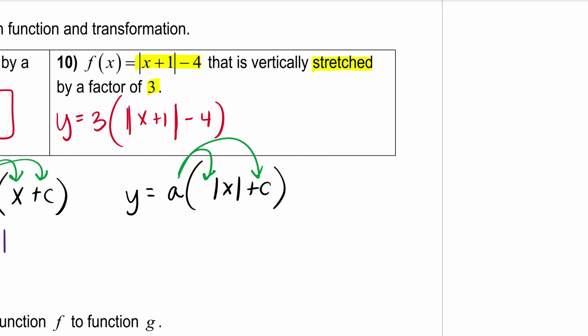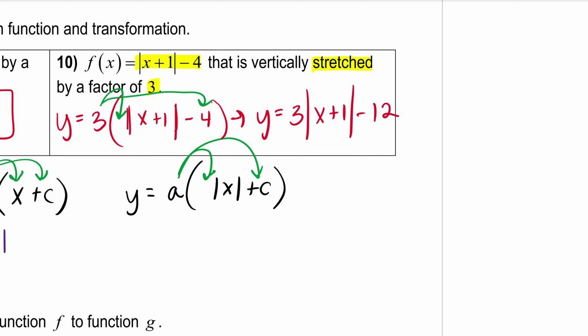Remember, the 3 for absolute value, I don't go into the absolute value. I can't do that. Okay? So please don't do that. I have to leave absolute value alone. So on this one, I throw my 3 in the front, and then I can make the 3 times negative 4. Okay? So I'd have y equals, again, 3 absolute value, x plus 1. Can't change that. And then I can do 3 times negative 4, minus 12. That would be my answer.